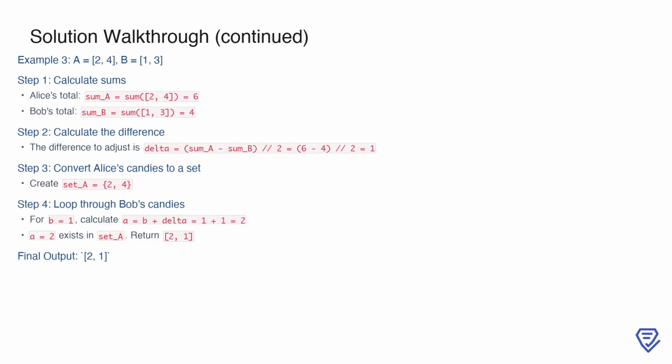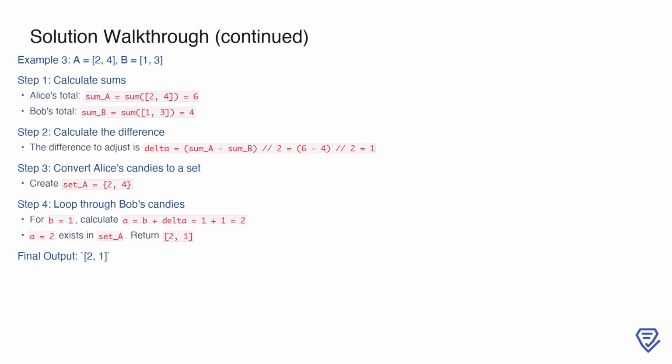Here, Alice has candies A equals 2, 4, and Bob has candies B equals 1, 3. We start by calculating the total amount of candy for each. Alice's total is 6, and Bob's total is 4. The difference, delta, is computed as (sum_A minus sum_B) divided by 2, which equals 1.